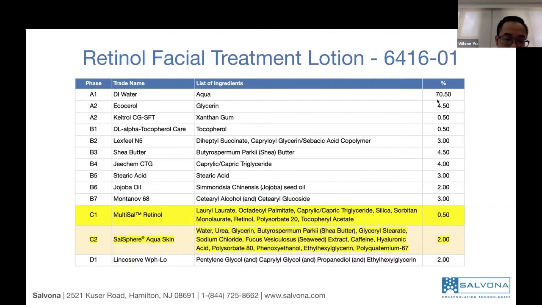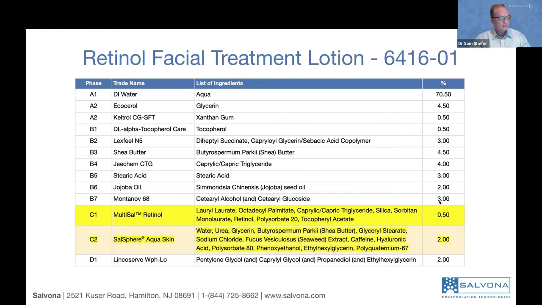Okay, so about 70% of the formula is water. There is glycerin. The thickener is xanthan gum. Then there are several active ingredients. But the most important, pay attention to the yellow, which is multicell retinol. And this is the formula, the INCI name of multicell retinol, and it's used only at 0.5%.